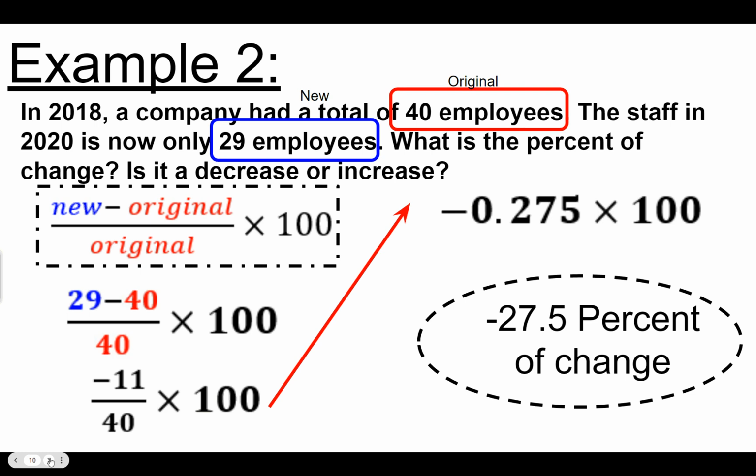Okay? Remember, they asked, is it a decrease or increase? Because we went down in employees, that is a decrease. And because we're saying the word decrease, we don't need the negative anymore. So 27.5% decrease is my final answer.